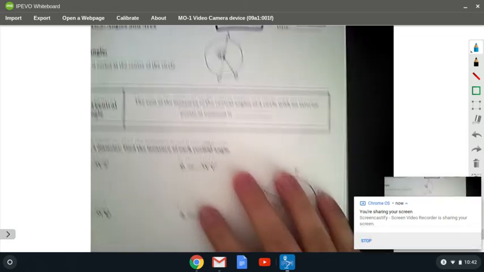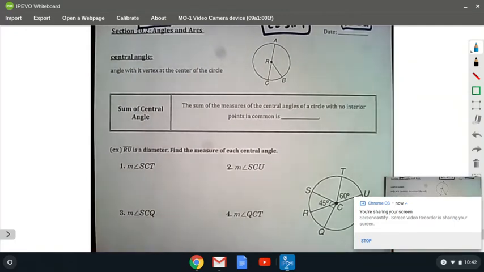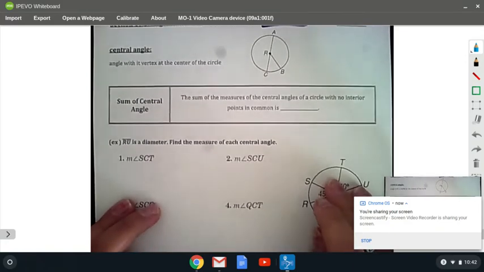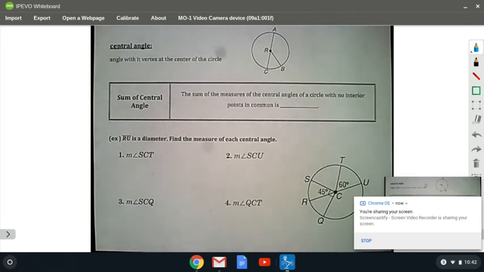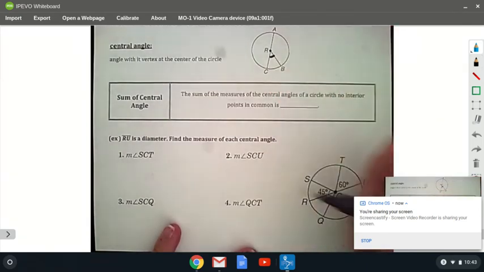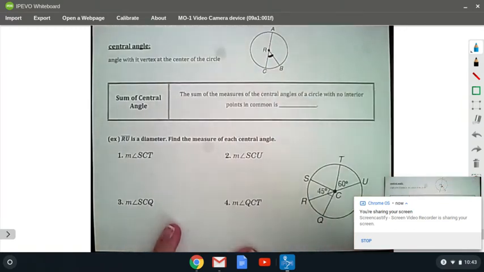All right, we're going to get started now talking about section 10.2, which is angles and arcs. It's a continuation of what we did the other day. So a central angle is an angle with its vertex at the center of the circle. So this would be an example of a central angle. Its vertex is at the center of a circle.